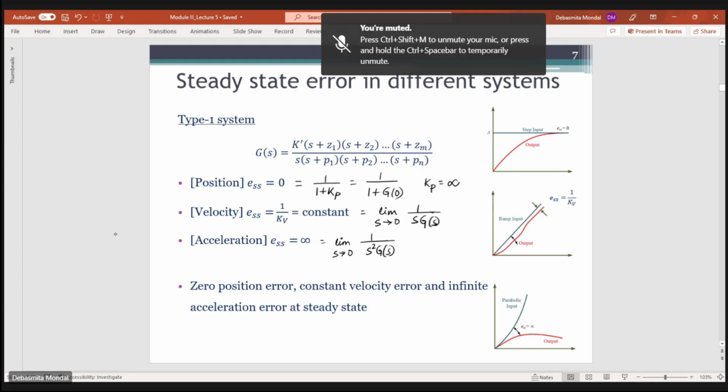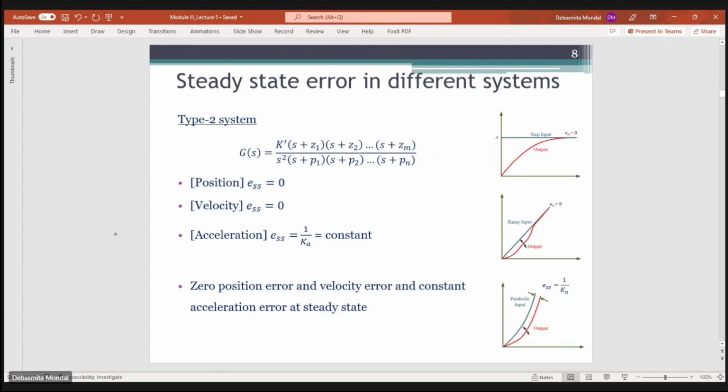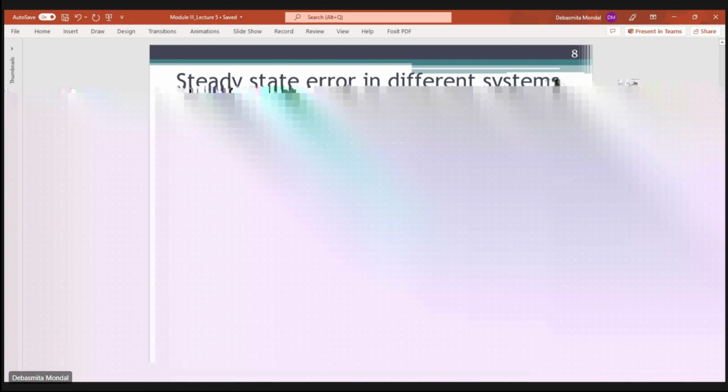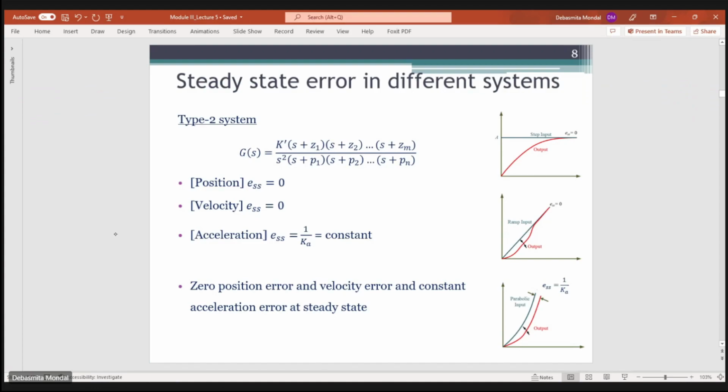If you have a type 2 system, that means there will be an s square term in the denominator. Similarly, you can see that for this s square term, the ess value for the position error will be equal to 0. Similarly, ess for the velocity error will also be equal to 0, and the steady state error for an acceleration or a parabolic input will be a constant which is given by 1 by Ka. Right? So you can say that for the type 2 system, you have 0 position error, 0 velocity error, and a constant acceleration error at steady state.